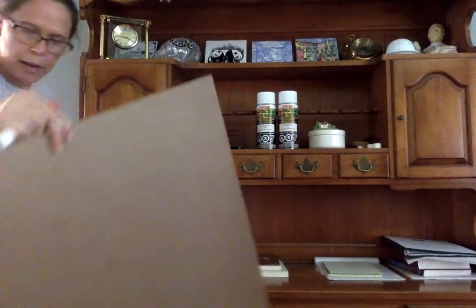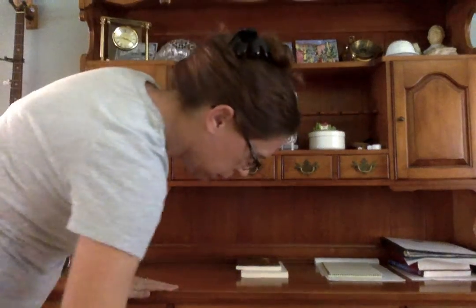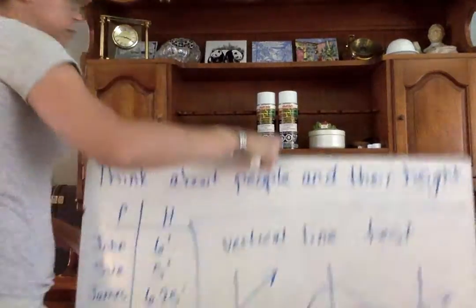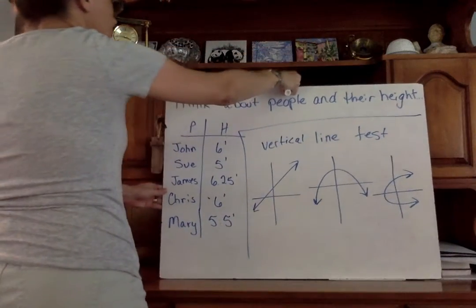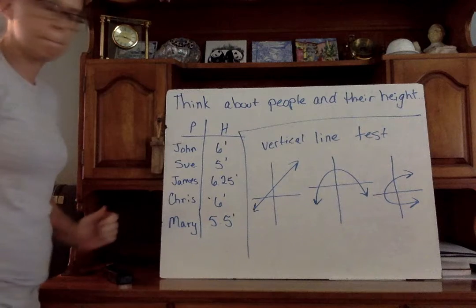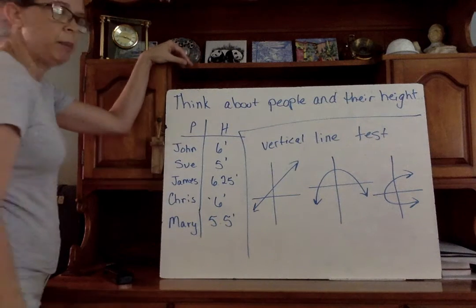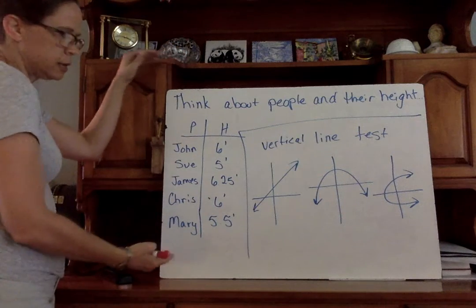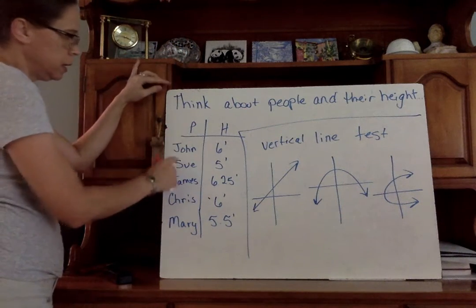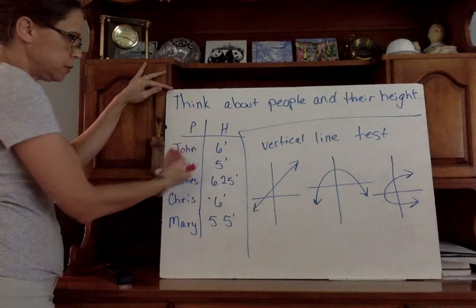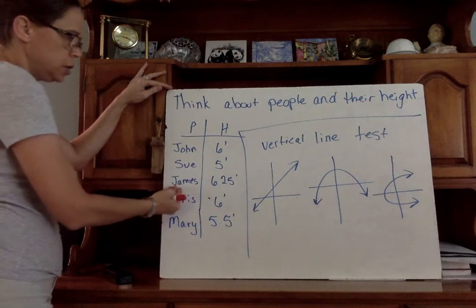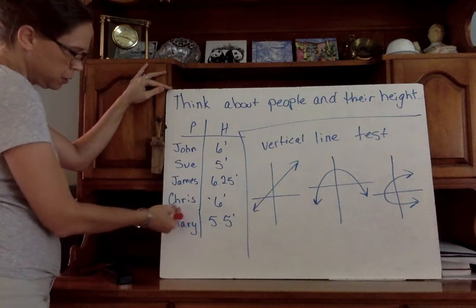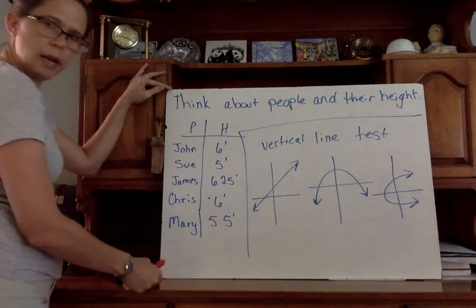So let's talk about this as it relates to people's height. It's a good way to think about functions. Think about people and their height. I've just got an example here. People and their height. Just say some guy named John is 6 feet, Sue is 5 feet, James is 6¼ feet, Chris is 6 feet, Mary is 5½ feet.